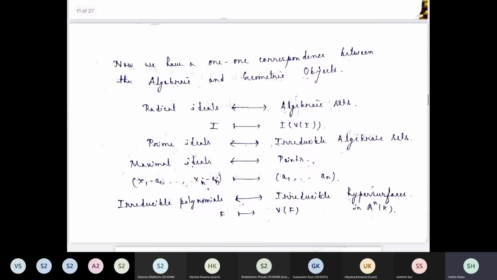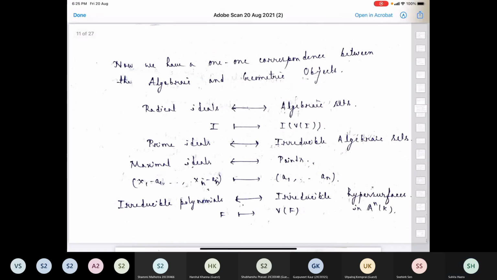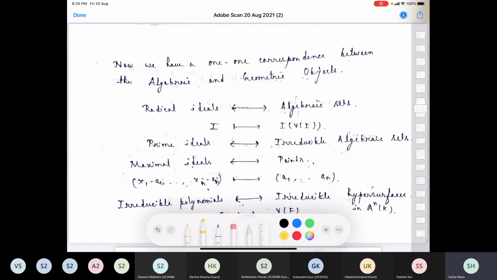So now we are in a situation that we can easily have a one-to-one correspondence between the algebraic objects and geometric objects. We have the radical ideals I and the algebraic sets. Sorry, here is a typo. It should not be I(V(I)), it should be V(I), because it is an algebraic set. Prime ideals correspond to irreducible algebraic sets. Maximal ideals correspond to points, because we have seen that (x1 - a1, ..., xn - an) goes to the point (a1, a2, ..., an).